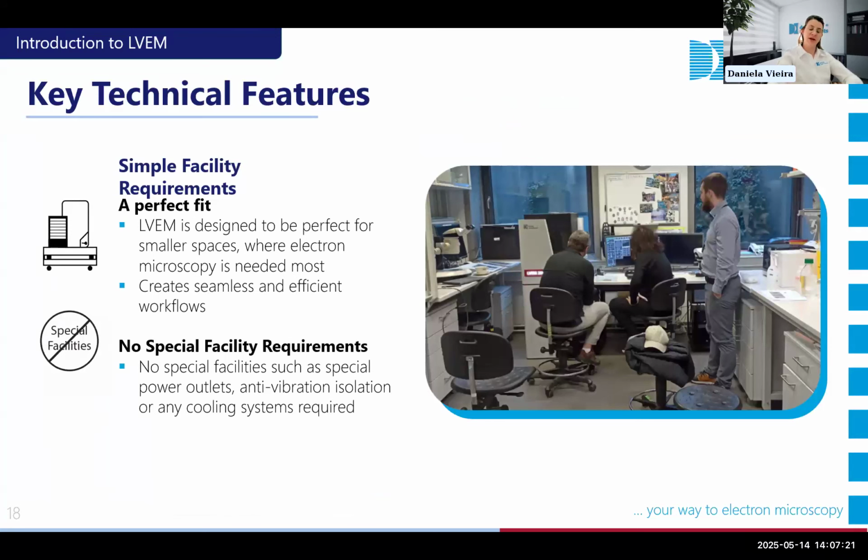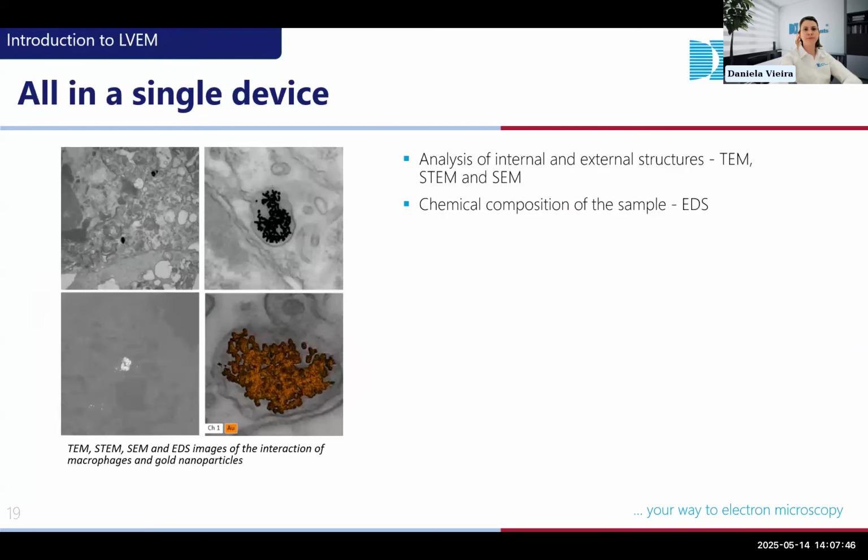Again, here is one example: the microscope is installed in the lab, so it creates an efficient workflow. It is designed to be perfect for smaller spaces, and no special facilities are needed. So there is no special power outlet, anti-vibration platform, or any cooling system behind the microscope. And it's all in a single device.